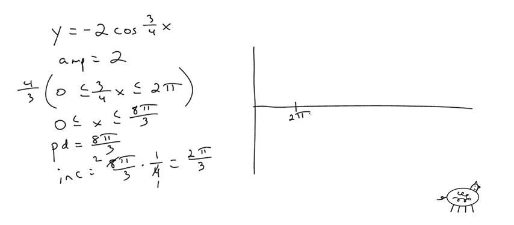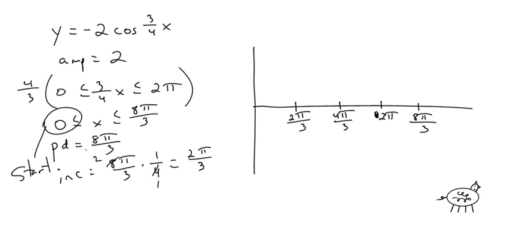So let's graph it. 2 pi over 3. 4 pi over 3. 6 pi over 3. And what's 6 pi over 3? Isn't that just 2 pi? And 8 pi over 3. And I want to point something out here too. That 0 is the starting point, and this point is the ending point. That's for one period. And sure enough, it starts at 0 and ends at 8 pi over 3. So that's important just to realize that.